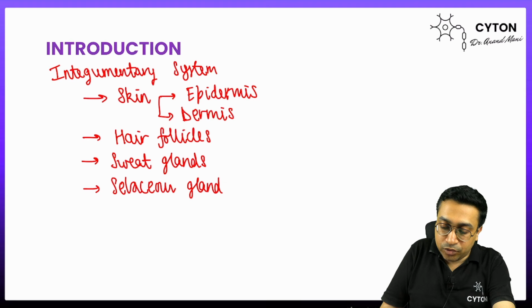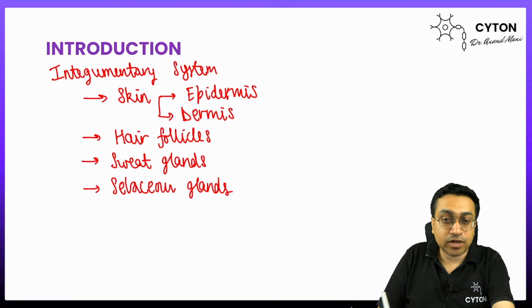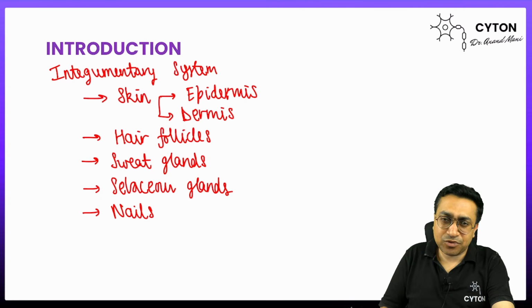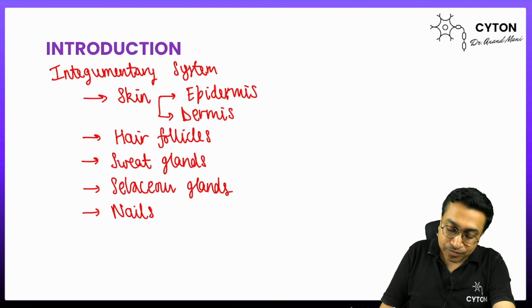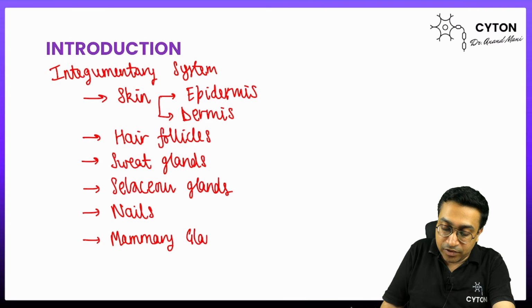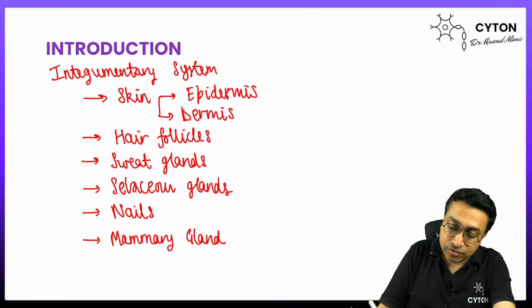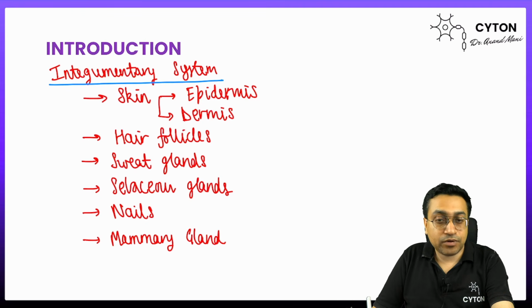I will try to show you in 3D everything wherever required. Okay, and then we will discuss something about the nails, and it's actually very interesting also. Then the mammary gland. A mammary gland we will discuss separately when we will discuss the extremity of the upper limb. Okay, so there we will cover that, but yes, to complete the list we are writing it. Okay, so this all is included in the integumentary system.